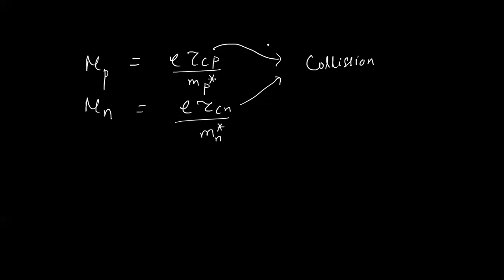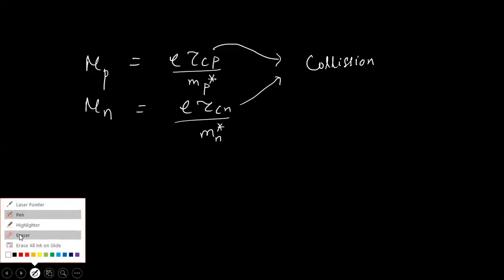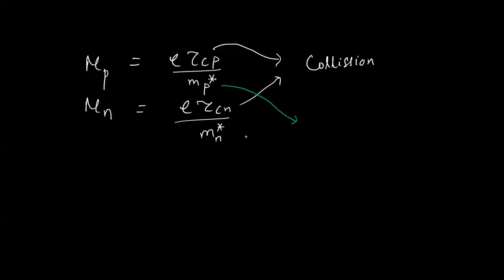In addition to this, we have two other parameters, Mp star and Mn star. The effective mass of electrons and holes in the conduction band or the valence band respectively will also decide the current density.